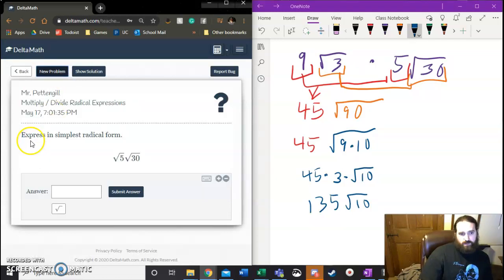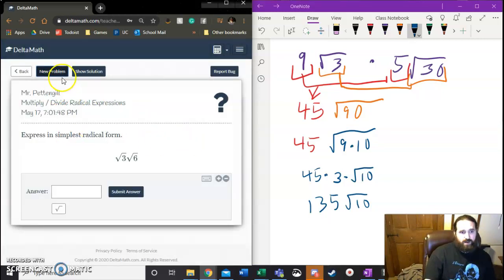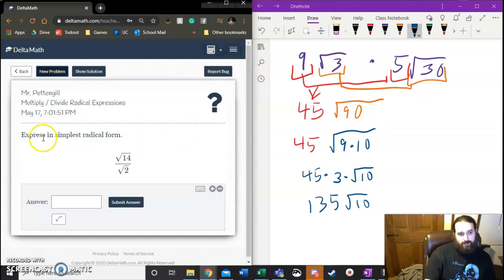So I'm going to show you a quick division one. Express in simplest radical form. Well, two things touching. This is applying multiplication. So I'd multiply these and simplify. We just did a bunch like that. Express in simplest radical form. Again, multiplying. All right. Guys, we got a fraction here. Express in simplest radical form.